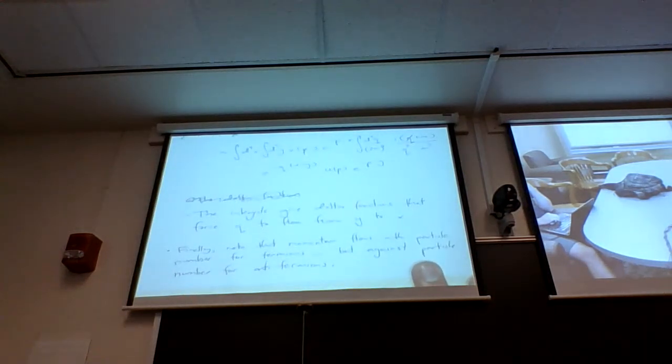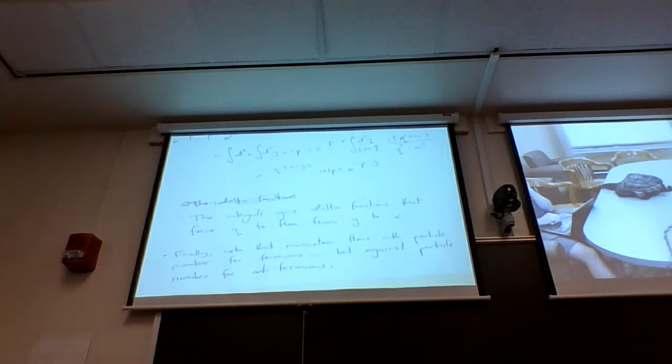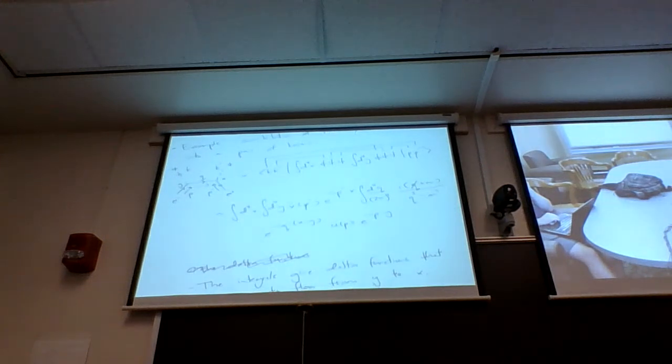Just a final note: the momentum always flows with particle number for fermions, but against particle number for antifermions. When you're new to it, it seems a little weird and tricky, but it's important because when we write down amplitudes, you have to keep track of the particle number flow.